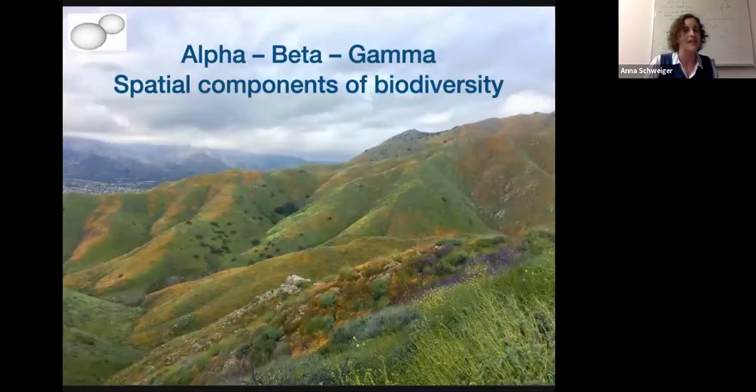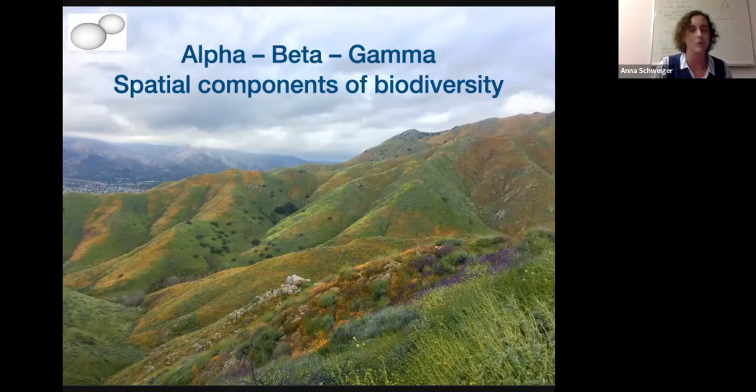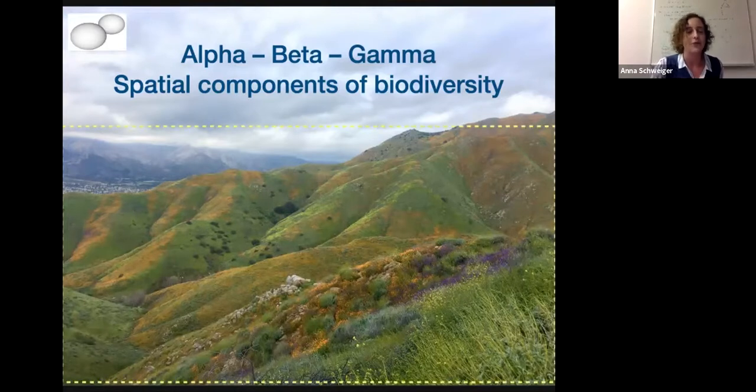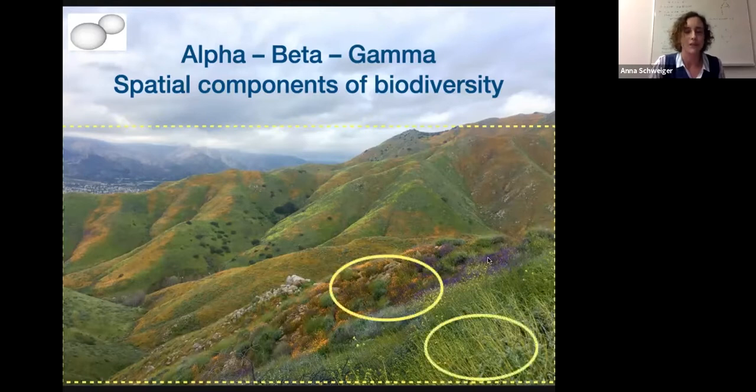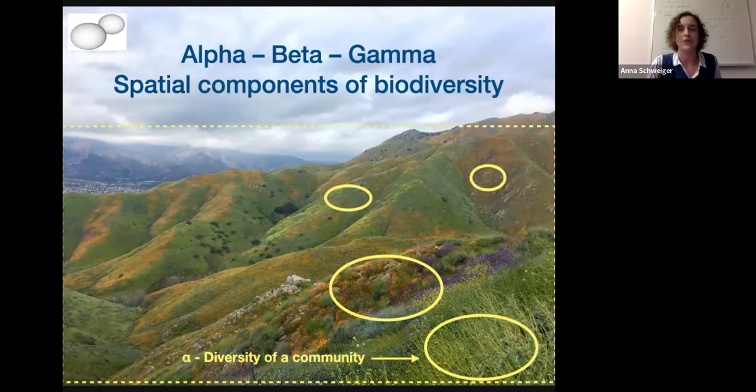Since I'm going to talk about alpha, beta, and gamma, I'm just going to quickly refresh our knowledge of what we mean when we talk about alpha, beta, and gamma diversity. So when we look at this landscape, we can define a region by this yellow box here. Now, within this region, we can find plant communities. Those are the little squares. And alpha diversity is the diversity within one community. So that can be species richness, functional or phylogenetic diversity.